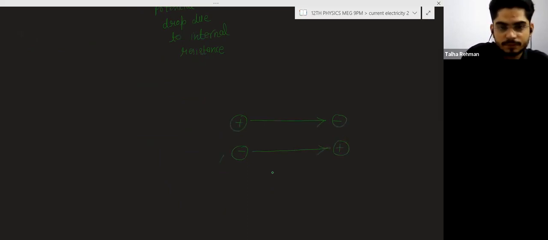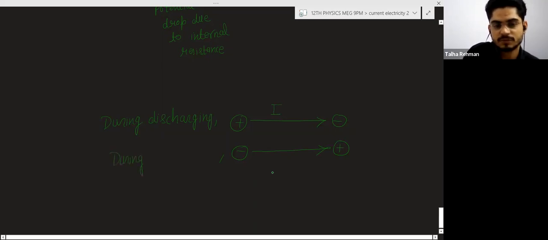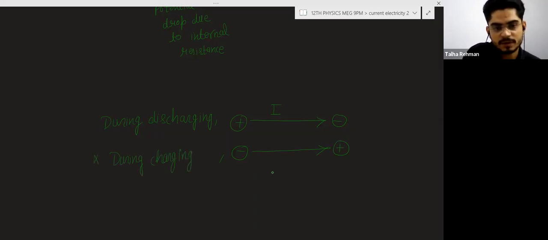So during discharging, this statement is very, very important. During discharging, the direction of current is like this. And during charging, just remember this statement. This thing you already know, that current is from positive to negative, but the direction of current changes when the cell is in the charging condition. So just note this down properly and we will solve the question.